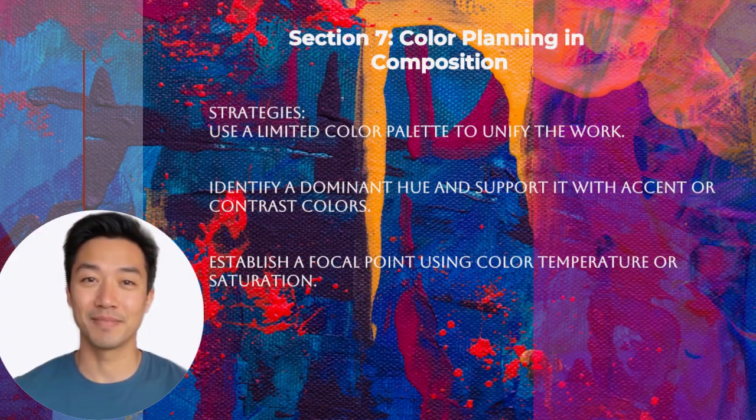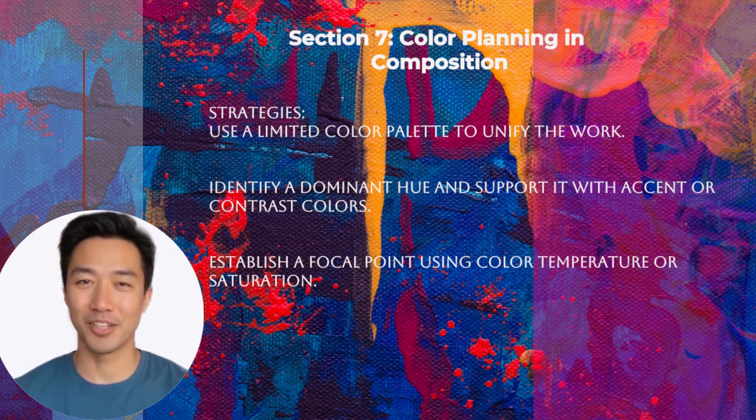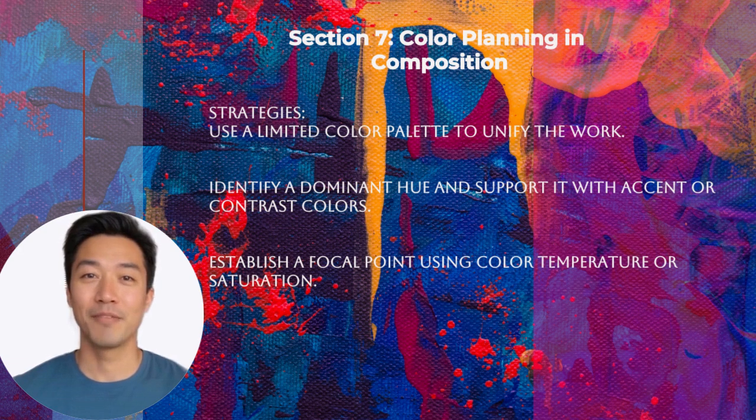Section 7. Color planning and composition. Strategies. Use a limited color palette to unify the work. Identify a dominant hue and support it with accent or contrast colors. Establish a focal point using color temperature or saturation. Map out value structures before assigning color.